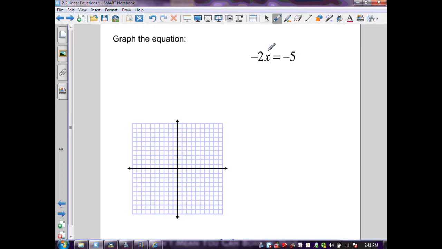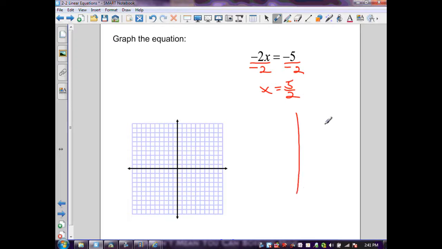So step 1 is to copy the problem. Step 2 is solve for y, but there is no y. So what do I do? Well, then I need to solve for the variable that is there. So I'm going to solve for x. I'm going to divide by negative 2 on both sides. That gives me x equals, a negative divided by a negative is a positive, 5 over 2.